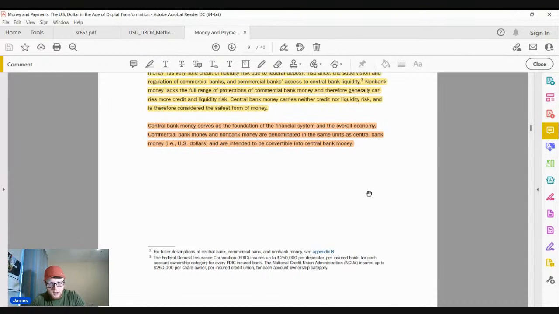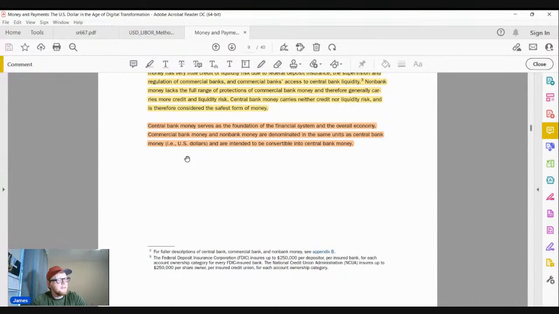Commercial bank money and non-bank money are denominated in the same units as central bank money, U.S. dollars. That's one thing that people don't think of. They think of dollars as an entity of themselves. But a U.S. dollar is just a unit of measure, right? It's a unit of measure of money. So that can show up as the different types of money we're talking about here.